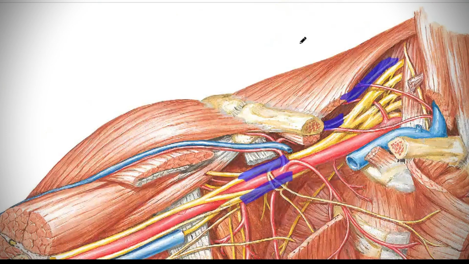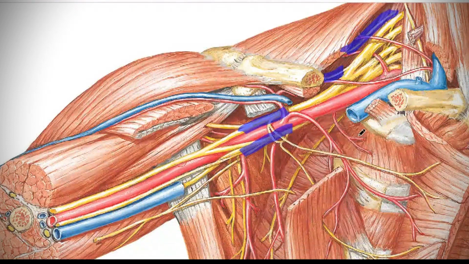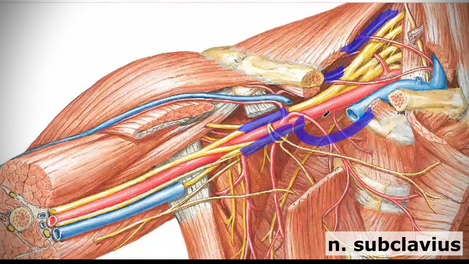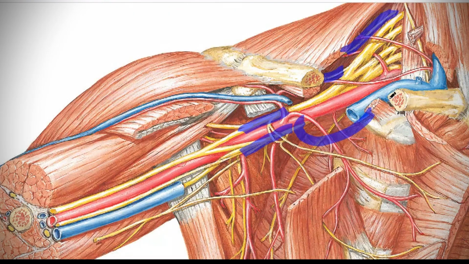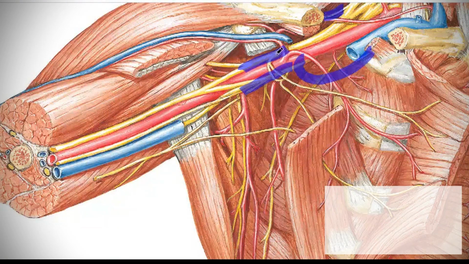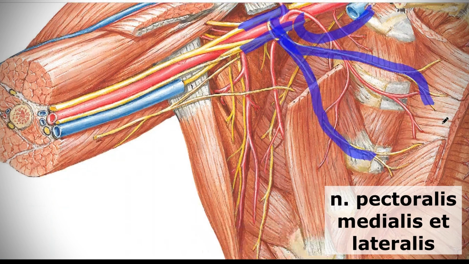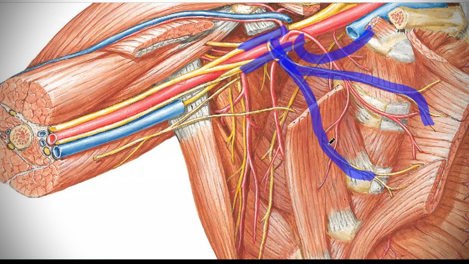Next, one small nerve, but Netter didn't draw it. I don't know why. Small nervus subclavius. You remember this small muscle, musculus subclavius. So it must have innervation. So we have a small nerve, nervus subclavius, that innervates only this muscle. Next, we have 2 pectoral nerves, nervus pectoralis medialis and nervus pectoralis lateralis, that supply your pectoralis major and pectoralis minor muscles.